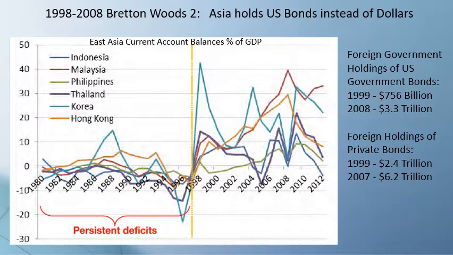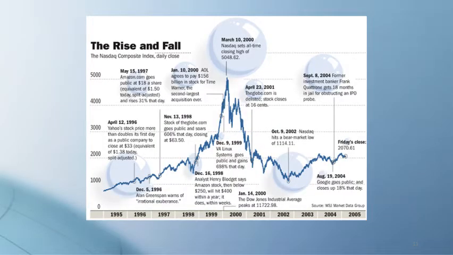However, there are two results from the massive inflows of capital to the US market, I should say. So this recycling of trade surpluses back into US bonds, the first effect is it drives asset prices higher, just as it did for Southeast Asia.